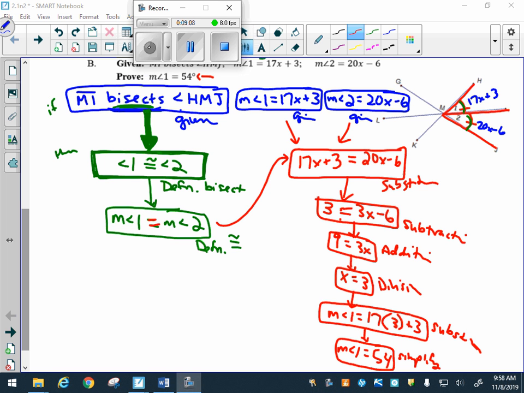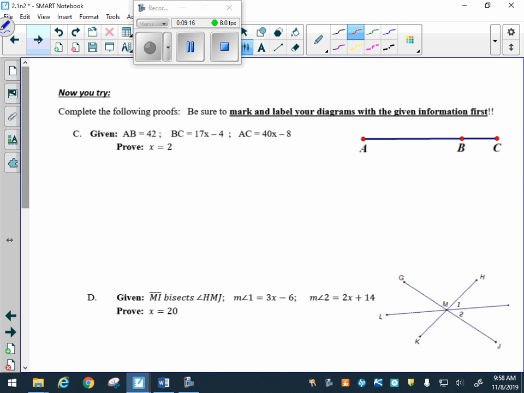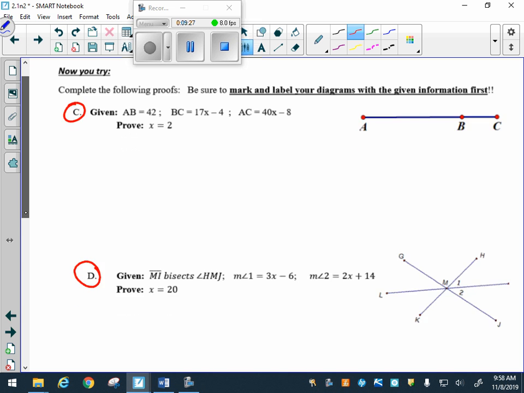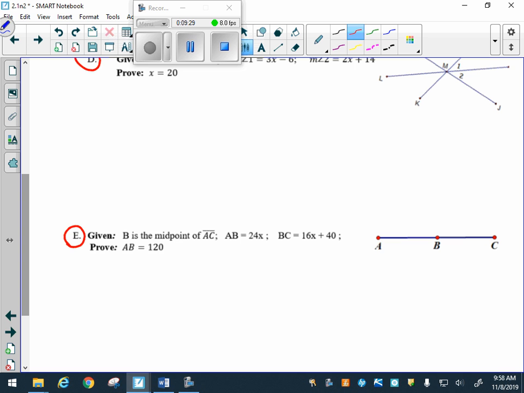Okay, so there it is, finished. Subtraction, addition, division, substitution, simplify, and that proof is done. Okay, if we look at the other side, these are ones for you to try. This proof is exactly modeled by the first one we just did. This proof is exactly modeled by the second one we just did. And this one is a little bit different because it has the word midpoint in it. What I want you to do is do these three on your own.